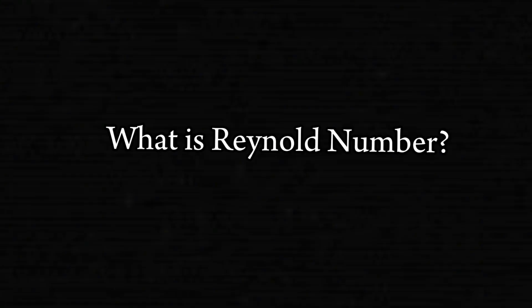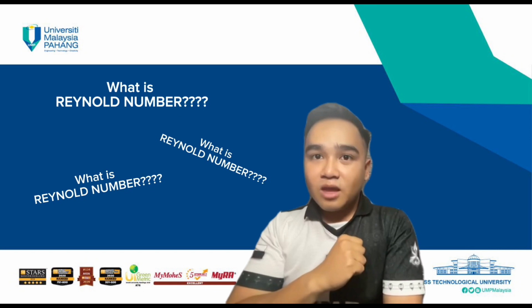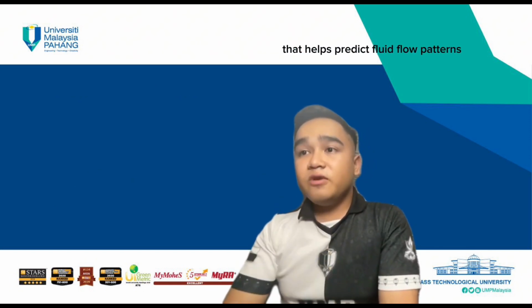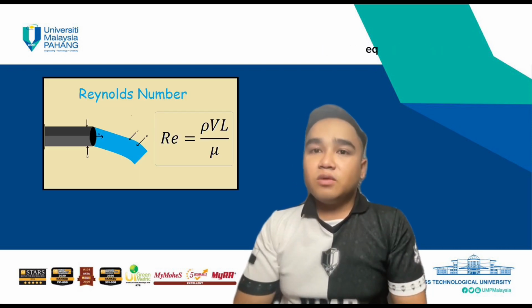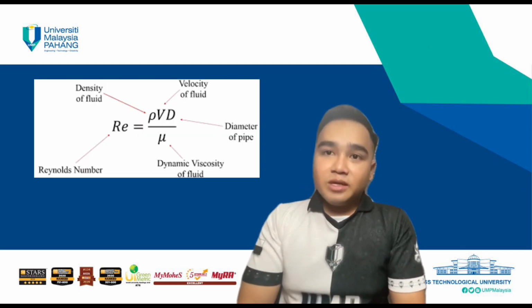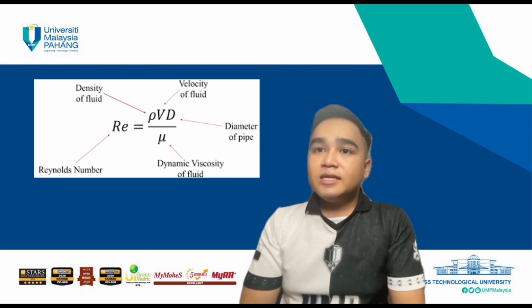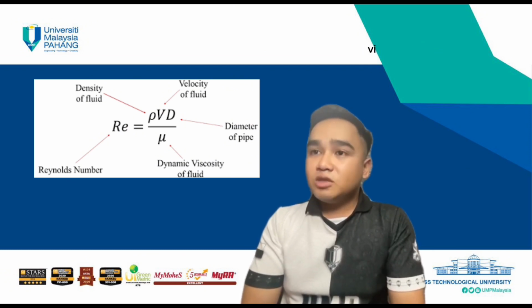What is Reynolds number? Hello, let's get to know Reynolds number. Reynolds number is a dimensionless quantity that helps predict fluid flow patterns. Reynolds number can be defined as Re equals rho V D over mu, where Re is Reynolds number, rho is density of fluid, V is fluid velocity, D is pipe diameter, and mu is fluid dynamic viscosity.